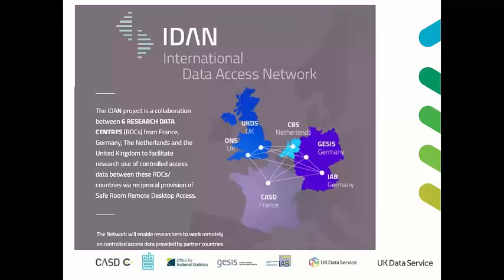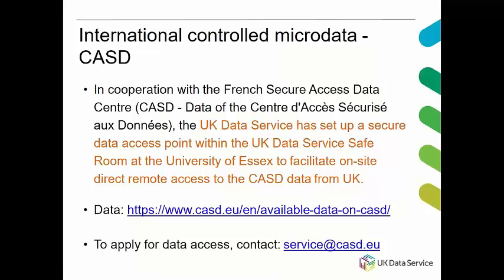Now, before we start with that, I quickly want to mention the International Data Access Network, which is a collaboration between 6 research data centers from 4 countries, France, Germany, the Netherlands, and the United Kingdom. And the aim here is to facilitate research use of controlled access data between these RDCs and countries. And we do this via reciprocal provision of safe remote desktop access. This is actually fantastic news. At the moment, of course, our safe room is closed due to COVID-19 circumstances.